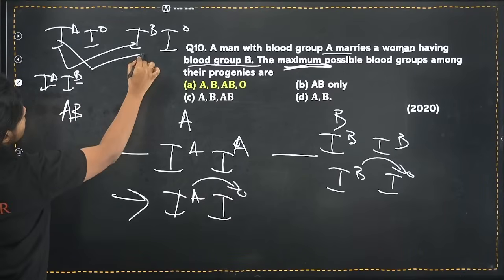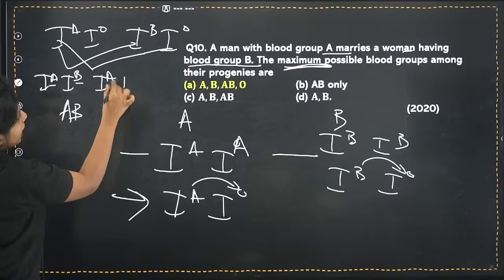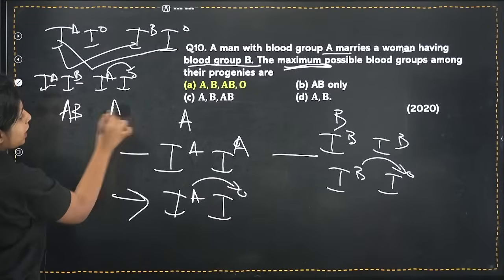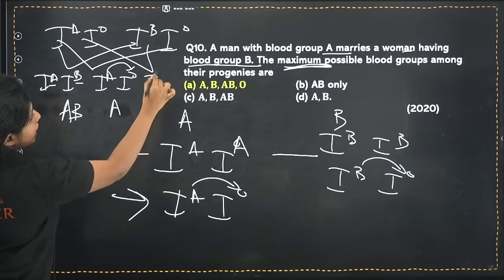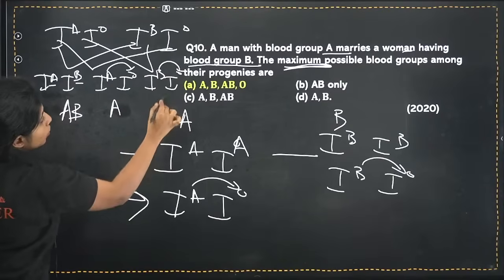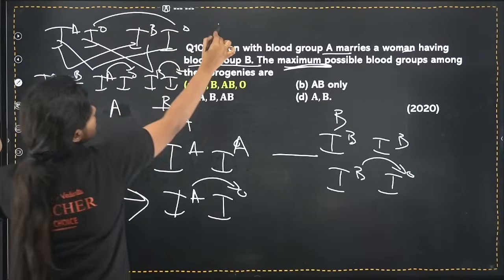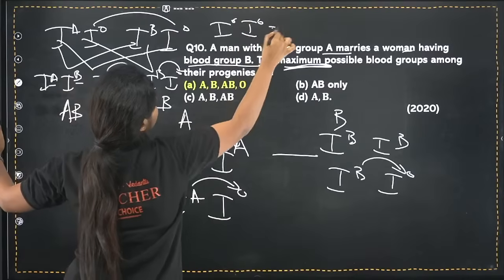When this and this come together, I get IAIO. A is dominant over O, so I get A blood group. When this and this come together, I get IBIO. B is dominant over O, so I get B blood group. When this and this come together, I get IOIO. That means O blood group.